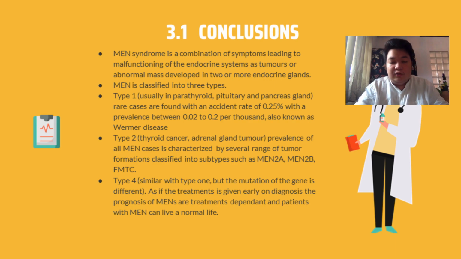MEN is classified into types. The first one is type 1, usually in parathyroid, pituitary, and pancreas gland, with a prevalence between 0.02 to 0.2 per thousand, also known as Wermer disease. Type 2 is thyroid cancer and adrenal gland tumor. It is characterized by a range of tumor formation classified into subtypes such as MEN2A, MEN2B, and FMTC, while type 4 is similar to type 1, but the mutation of the gene is different.